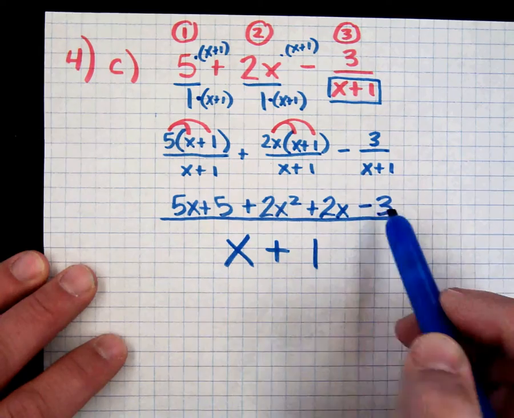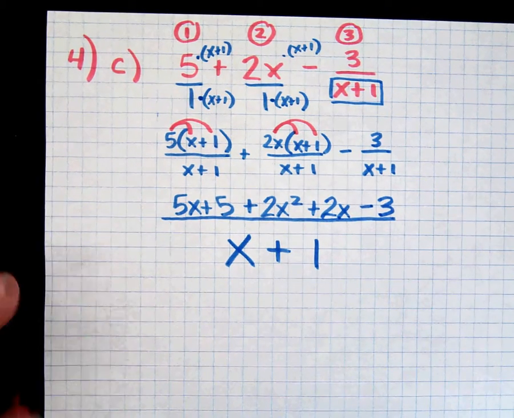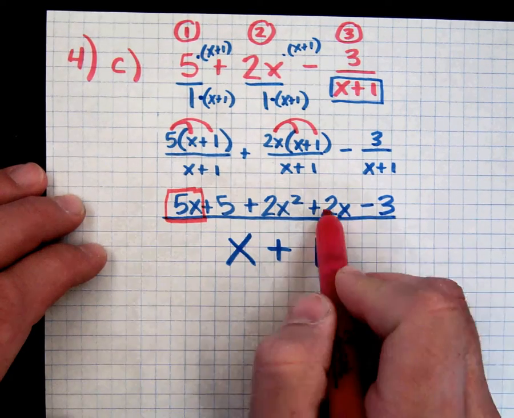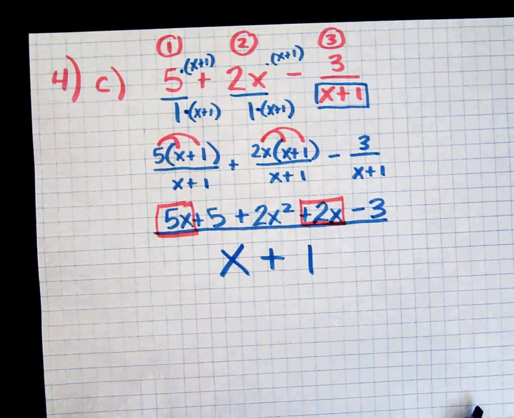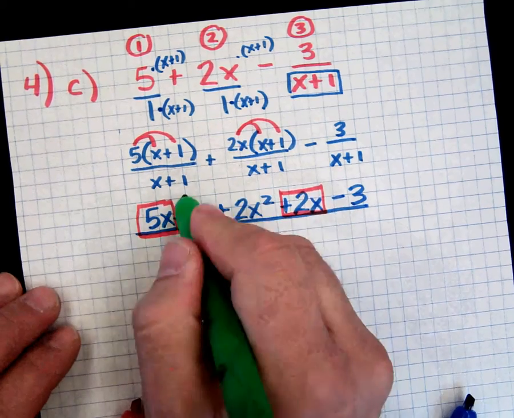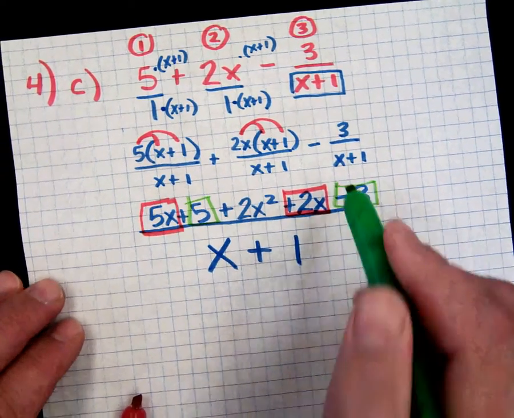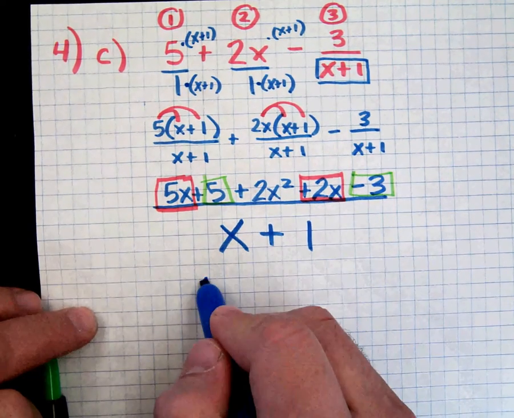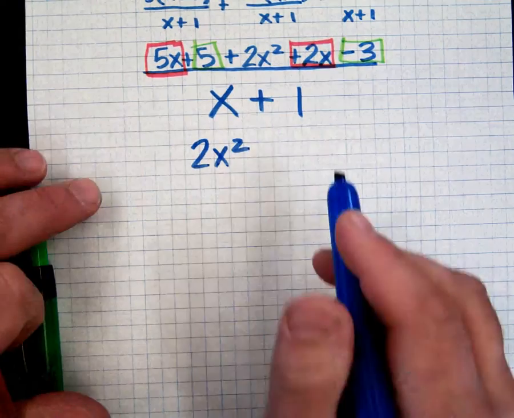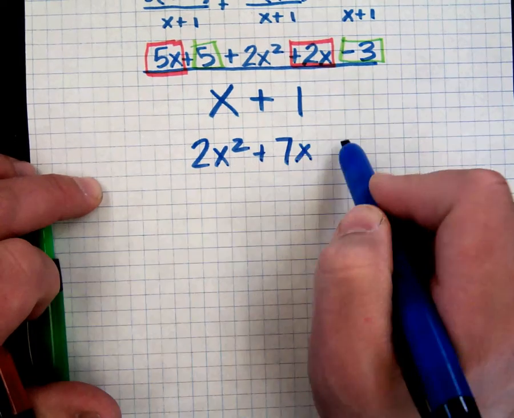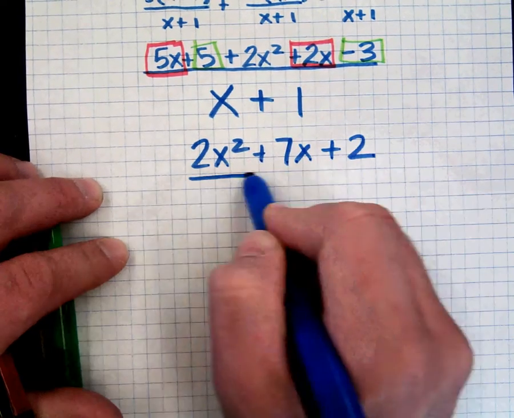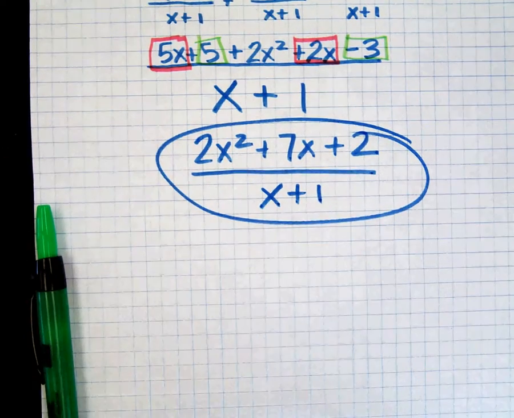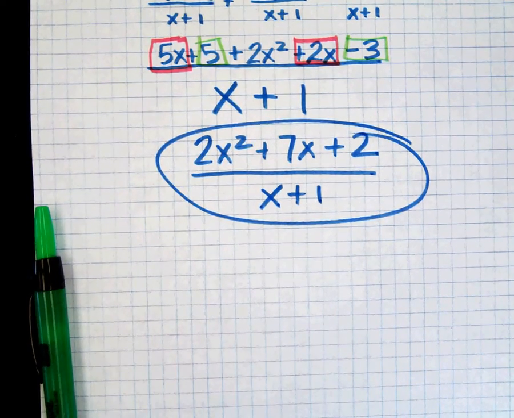And what are we doing with this 3? Subtracting it. Your final step is to combine any like terms in the top, if you have any. 5x is a like term with positive 2x. And 5 is a like term with negative 3. So your new numerator is going to be 2x squared plus 7x plus 2, while your denominator is x plus 1. That is how you combine 3 terms into 1 when one of them is a fraction.